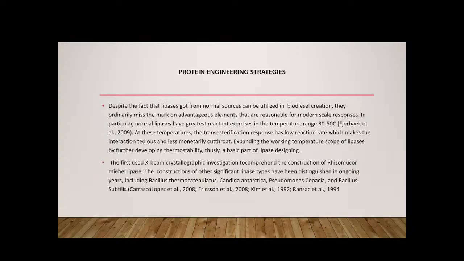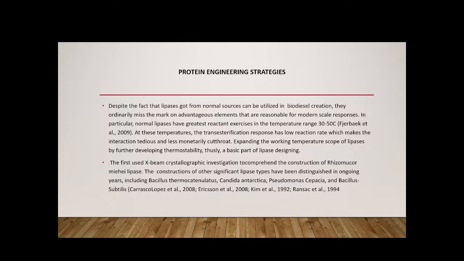Protein engineering strategies: although lipase obtained from natural sources can be used in biodiesel production, they typically lack advantageous features that are suitable for industrial scale reactions. In particular, natural lipase has maximum catalytic activity at temperatures of 30 to 50 degrees Celsius. At these temperatures, the trans-esterification reaction has a low reaction rate, which makes the process time-consuming and less economically competitive. Expanding the working temperature range of lipase by improving thermostability is therefore a key part of lipase engineering.